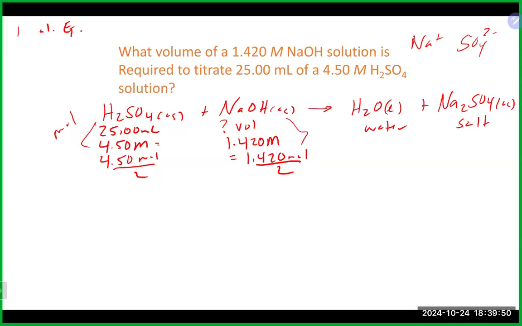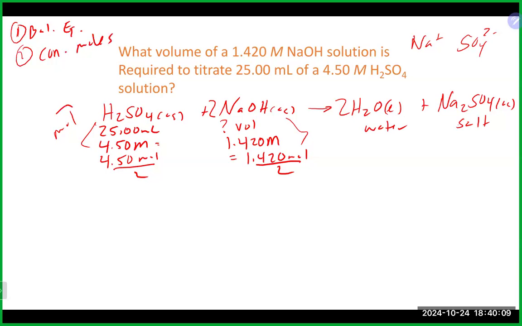We need to make sure it's balanced, which it is not. So I need to put a 2 there to balance it. And I think I need to put a 2 right about there to balance it as well. So once we balance the equation, we're going to convert to moles.